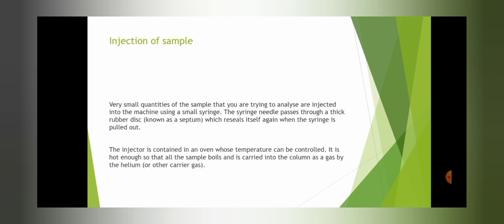So it is hot enough so that all the sample boils and is carried into the column as a gas by the helium or other carrier gas. We said hydrogen and in some cases oxygen. So that is how injection of a sample works in the GC.